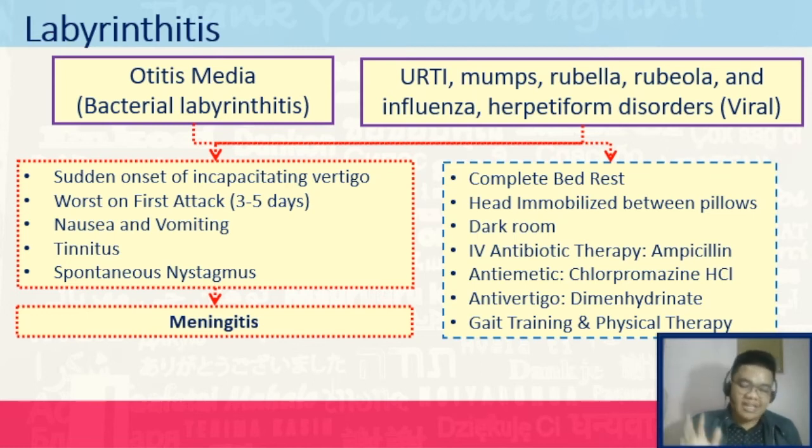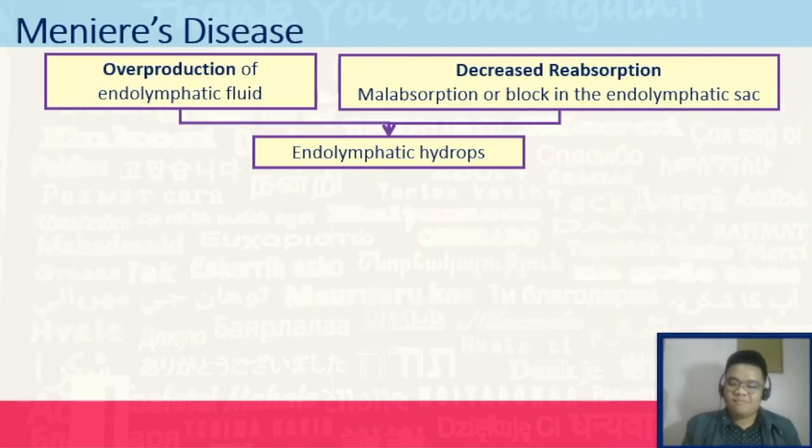Your gait training and physical therapy are done if there are persistent balance problems, even though the patient has already been treated with the prescribed medications. Okay, because if we will not be treating this, it may lead to meningitis. Meningitis is a serious infection because it also already involves your brain structures. Okay, so that's it for your labyrinthitis.